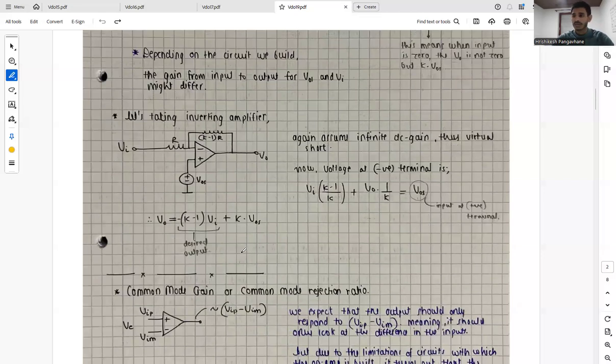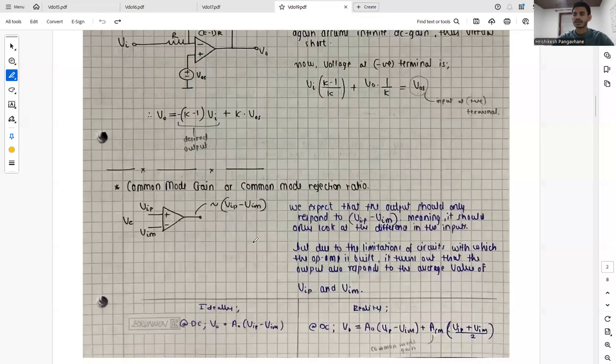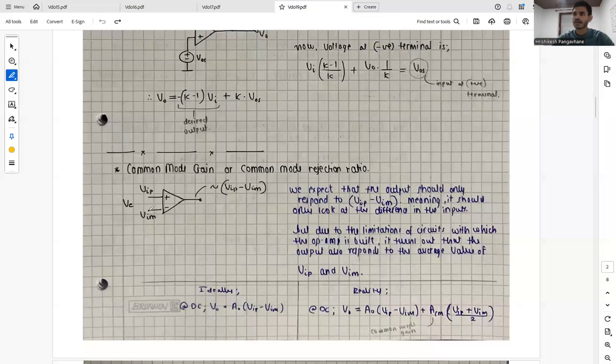Now, coming to another factor which is given in the datasheet, which is common mode gain or common mode rejection ratio. This is something related to an op-amp. When we take two terminals and we give the input, let's take the two terminals as VIP, the positive terminal, and VIM, the minus terminal. We expect that the output should only respond to VIP minus VIM, meaning it should only look at the difference in the inputs.